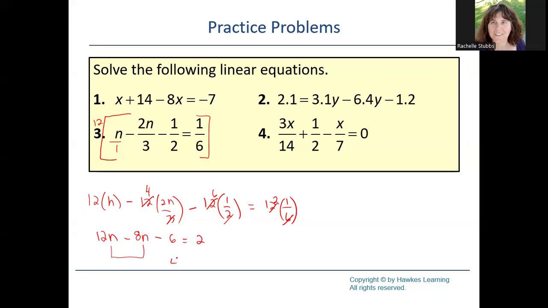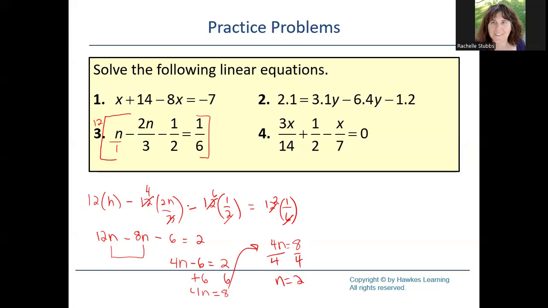That gives me 4n minus 6 equals 2. And now I'm going to add 6 to each side. I get 4n equals 8. And then I'm going to divide by 4. Divide both sides by 4. And I get n equals 2.